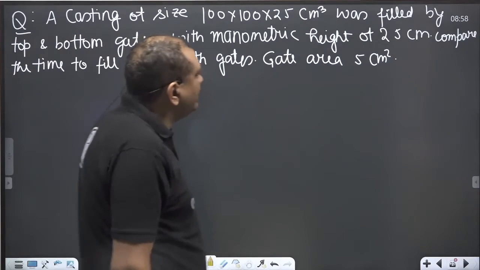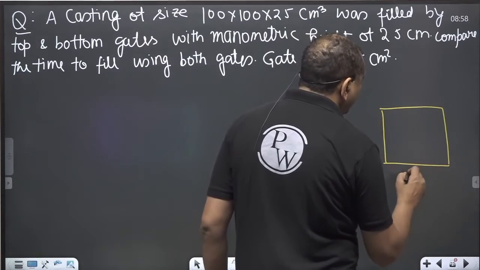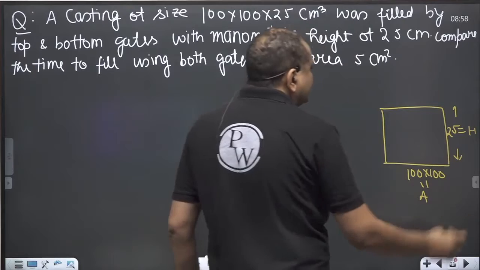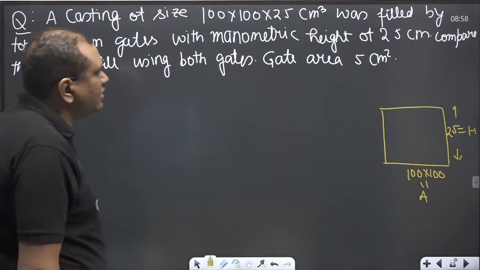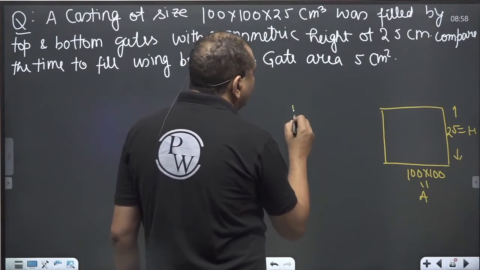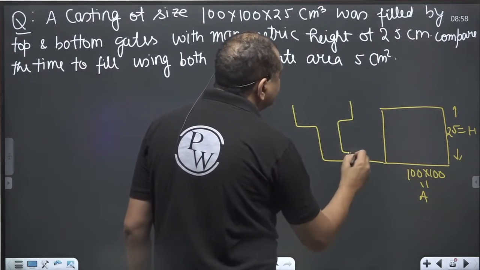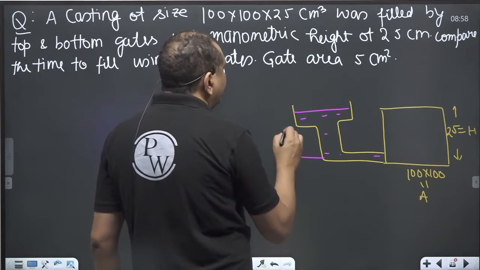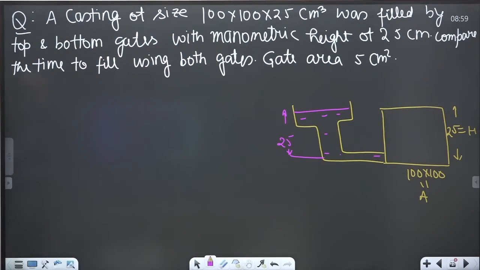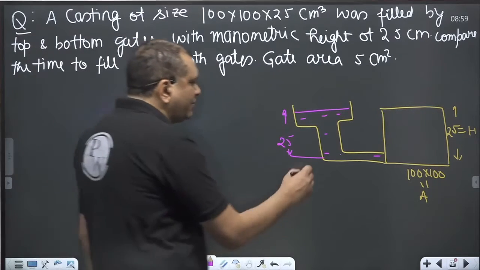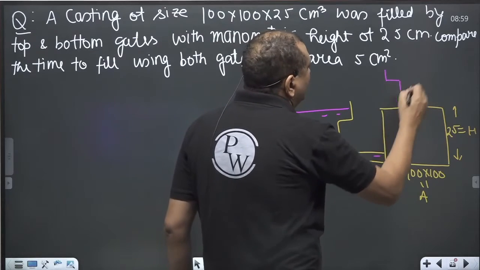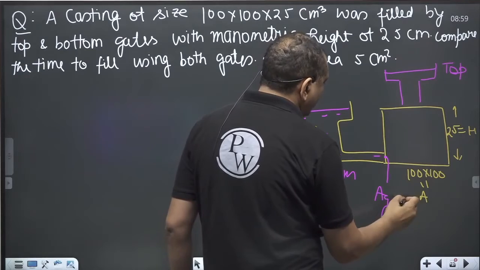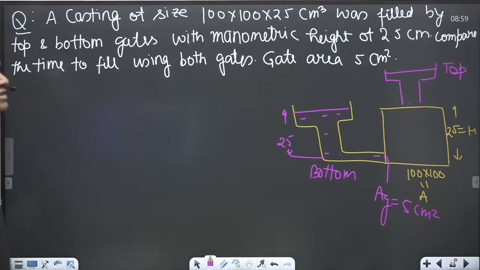A casting of size 100 by 100 by 25 (100 by 100 is this area, and 25 is the height) is filled by the top and bottom gates with a manometric height of 25 centimeter, the same for both. Compare the time to fill using both gates, the bottom gate and the top gate. A_g is 5 centimeter square, and for the top gate A_g is also 5 centimeter square.